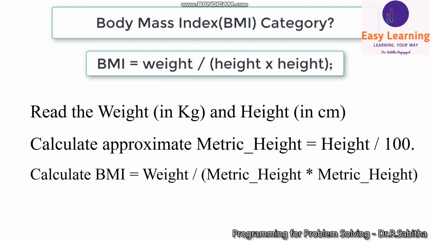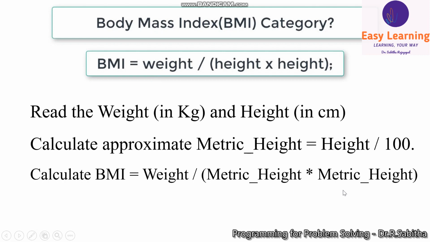Body mass index is a ratio of weight to height square. This height, which is used in the formula, should be in meters. Hence, whenever you get the input from the user in centimeters, it has to be converted to meters. So, you have to calculate the approximate metric height, which is height by 100. Then, your BMI is calculated using weight by metric height into metric height.